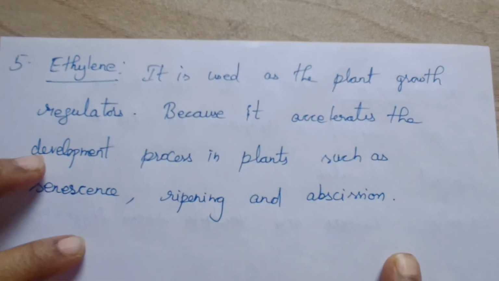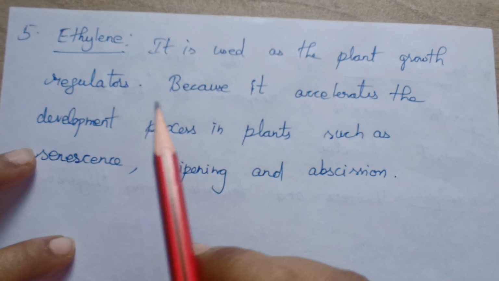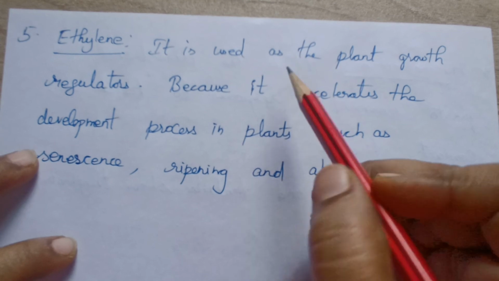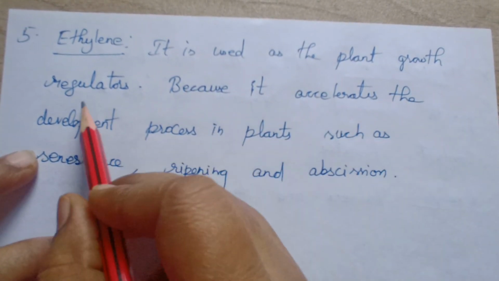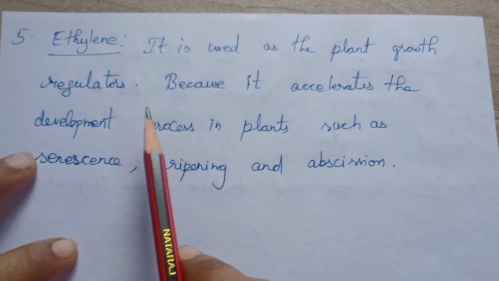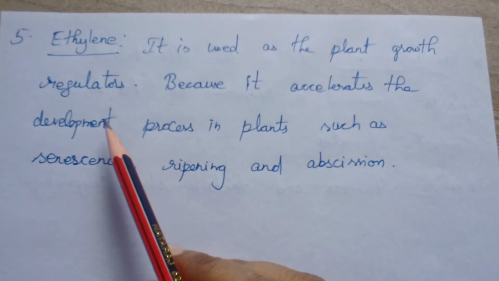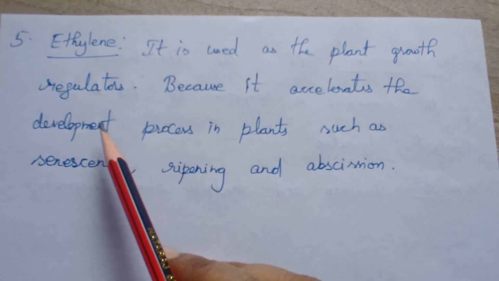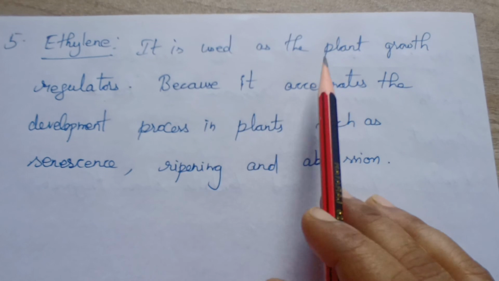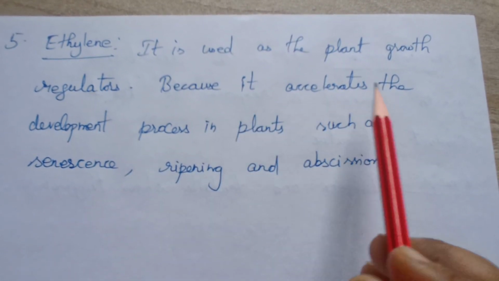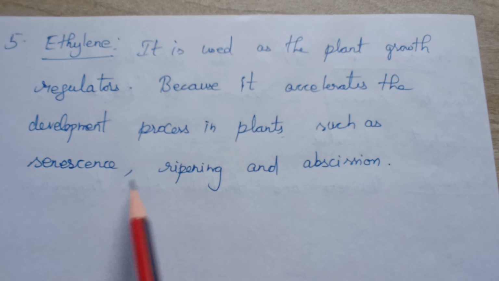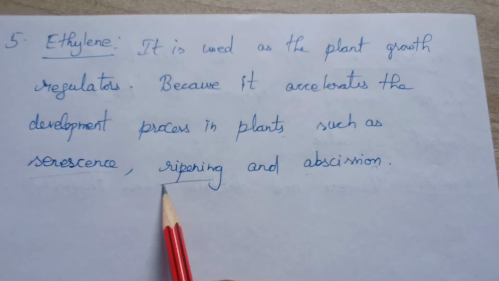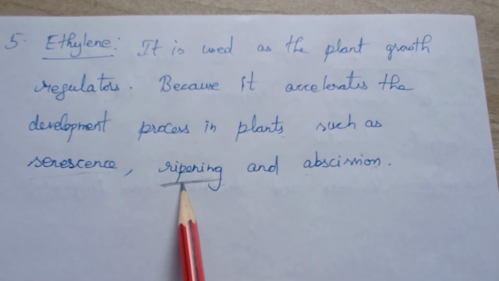And the last one is ethylene. Ethylene is available in the form of gas, as already told. It is used as a plant growth regulator. Regulator means either a growth promoter or a growth inhibitor. It is used as a plant growth regulator because it accelerates the development processes in plants such as senescence, ripening and abscission. Ripening, it mainly helps in the ripening of the fruit.